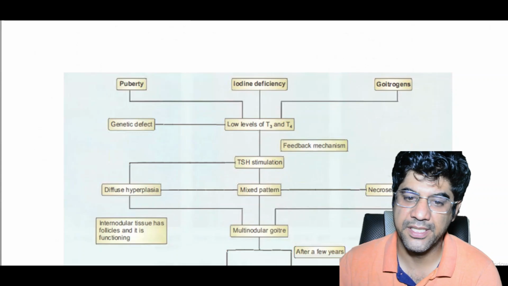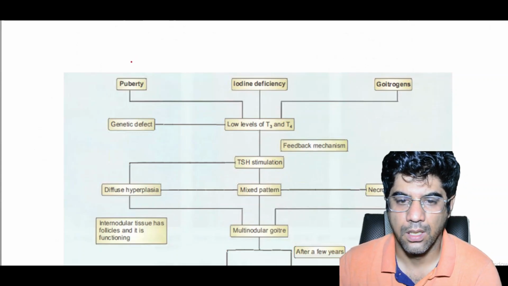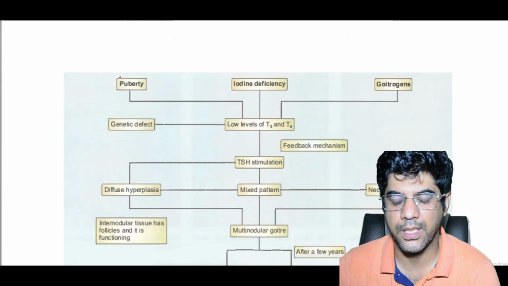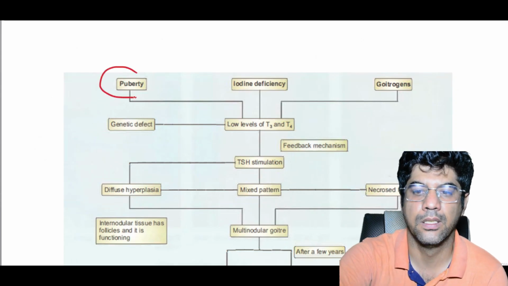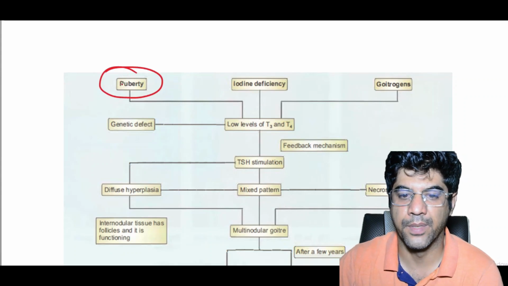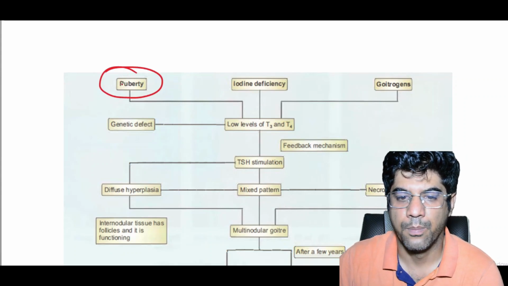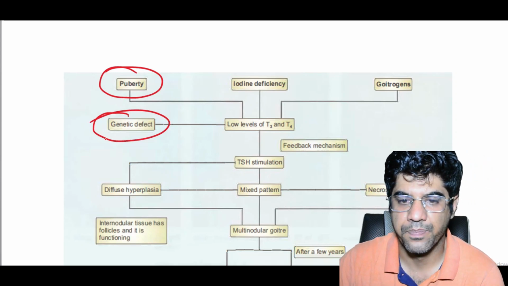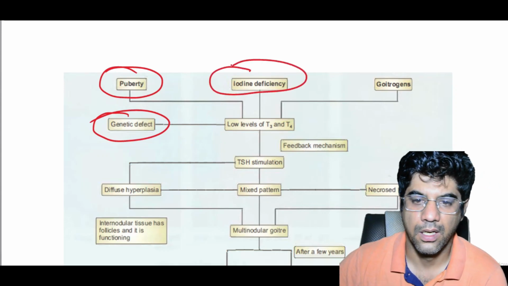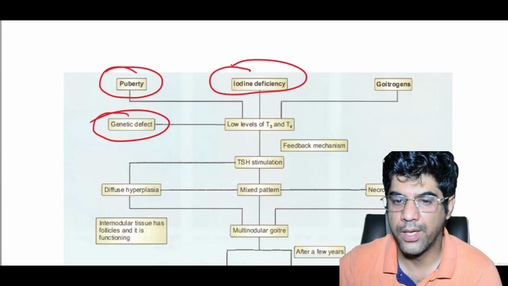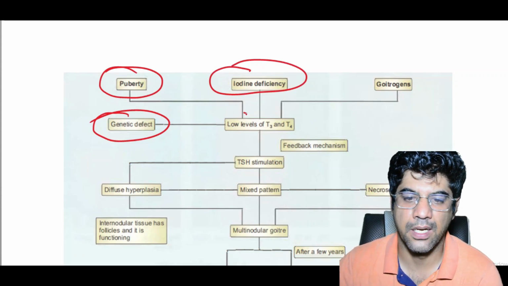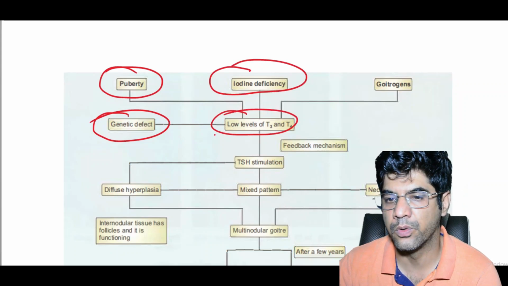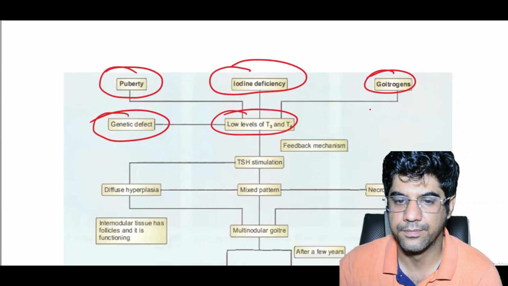The initiating factors could be puberty. Remember, the hormone changes during puberty can contribute to development of goiter. Genetic defect. Remember, some individuals may have genetic predisposition that affects the thyroid gland. Iodine deficiency. Remember, lack of iodine in diet can lead to decreased production of T3, T4. Goitrogens. Certain substances can interfere with the thyroid function and contribute to goiter formation.